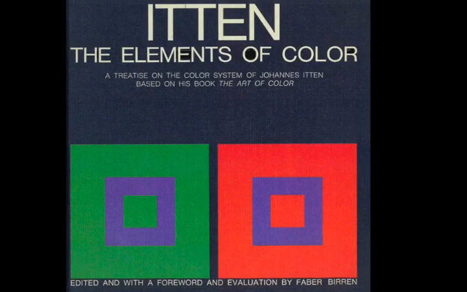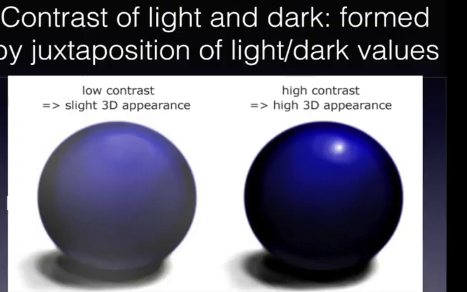As I mentioned, if you're interested in learning more about color theory, this is one of the good books to go to for that, written by Johannes Itten. He's got 7 color contrasts, and again, we're going to focus on 3 of those in this lesson. The first one I want to talk about is the contrast of light and dark colors.